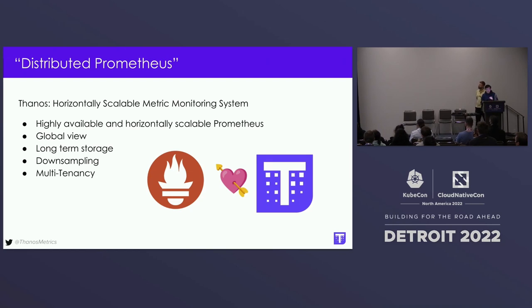And this brings us to Thanos, which is a distributed Prometheus. Thanos is a highly scalable, horizontally scalable Prometheus. It provides a global view for querying multiple Prometheus instances at the same time. Instead of using a local disk like Prometheus, it uses object storage like S3 to store long-term data. And it also offers some other features like downsampling and multi-tenancy.